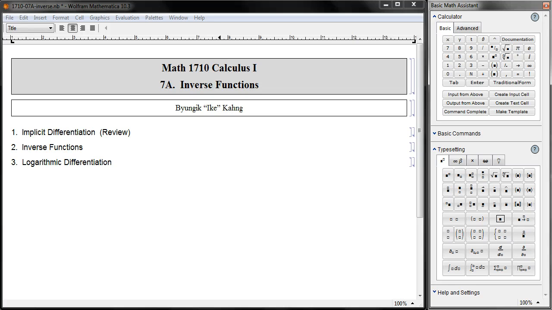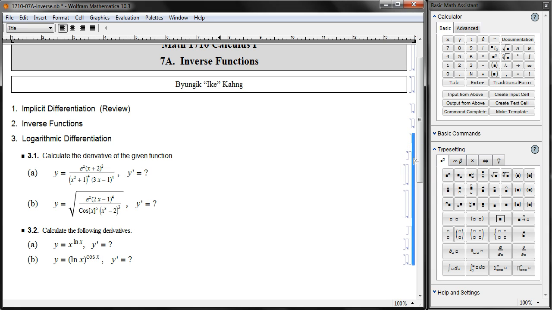The next topic is logarithmic differentiation. There are two types of logarithmic differentiation. One is large product and quotient, like 3.1a and b, and the other is a function with x expressions in both the base and the power, like x to the log of x power, or log of x to the cosine of x power. Both the base and the power have x expressions.